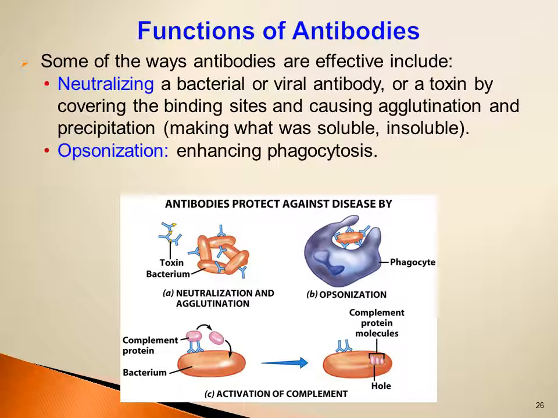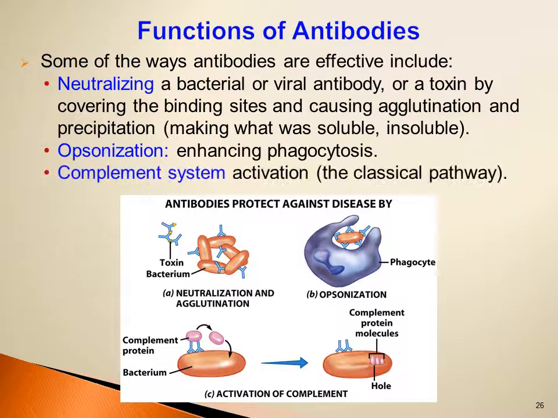Another way antibodies function is opsonization. They attach to the surface of the microbe, just like they coat it, and when the phagocyte encounters the microbe, it will recognize the microbe that is tagged with the antibodies more easily. Complement system activation, by activating the classical pathway of the complement system that has several functions, and I will mention those functions in one of the coming slides.